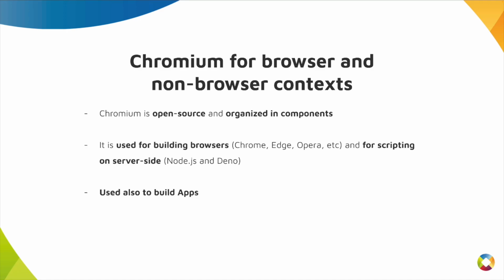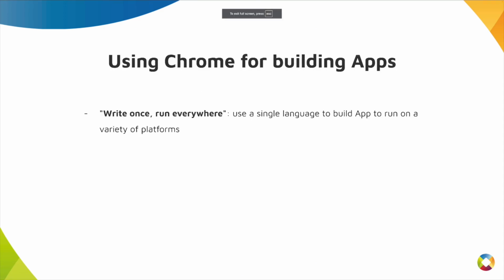But in other than known browser contexts, something quite powerful that you may not have heard of is to use Chromium to build applications. Using Chromium for apps gives a different perspective on the Chromium project and is being used for products serving millions of users today. An outstanding feature of the web is the write once, run everywhere concept. It means that developers usually want to use a single language and framework to build an application that will run on a variety of platforms.